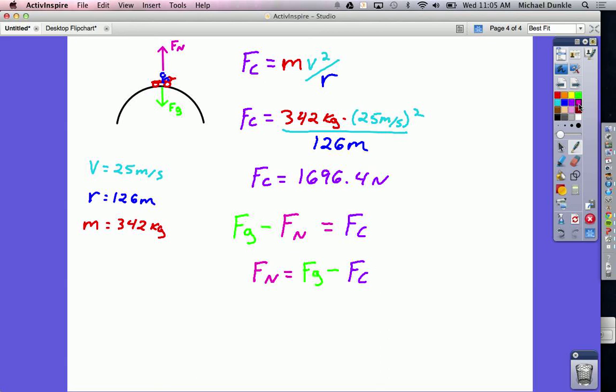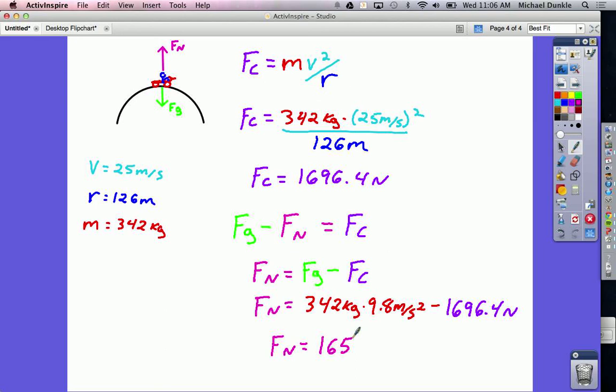So now we can plug in our numbers and solve. We know that the normal force is equal to gravity, which is mass of 342 kilograms times 9.8 meters per second squared, and we subtract the centripetal force, which is 1696.4 newtons. And when I plug that into my calculator, I get that the normal force is 1,655.2 newtons. And now we're done.